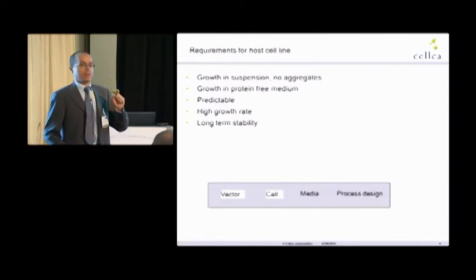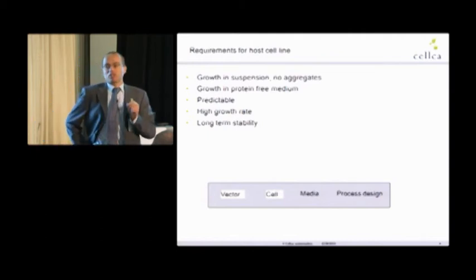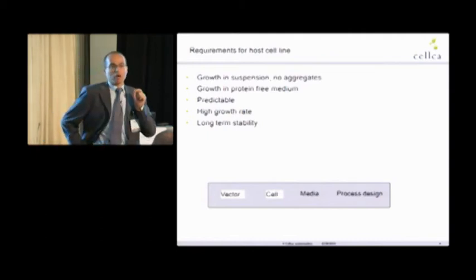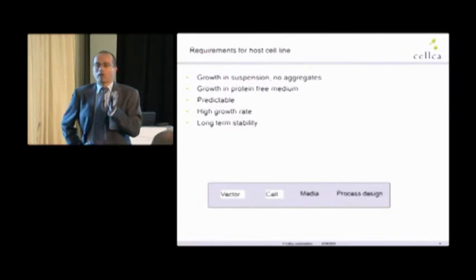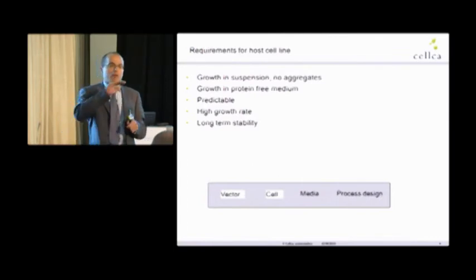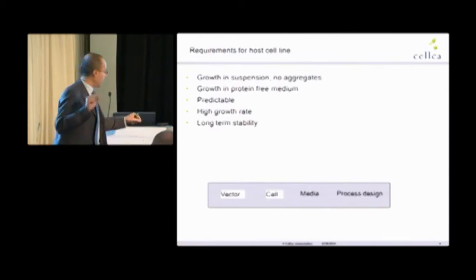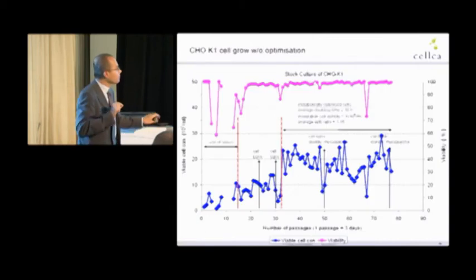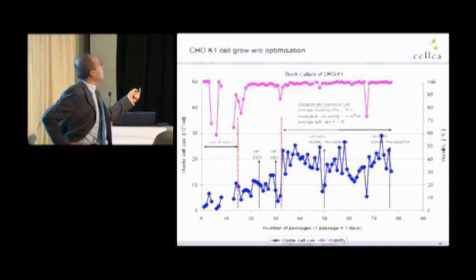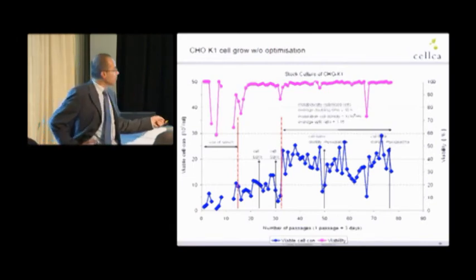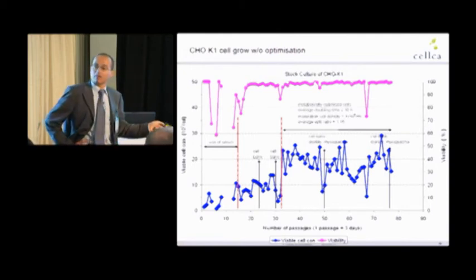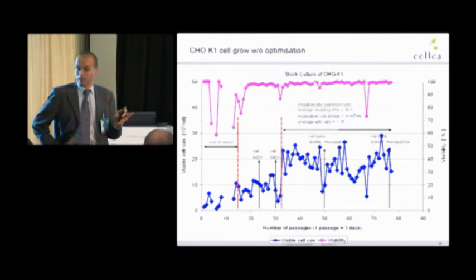Long-term stability. I am not speaking about genetic stability. I am speaking about cell line stability. That means when I culture the cells over long term, this cell line should not change its attitude later on. What that means with concrete data, here we have a CHO-K1 cell line. We have cultured the cells for 75 passages, every passage 3 days. That means over 200 days.